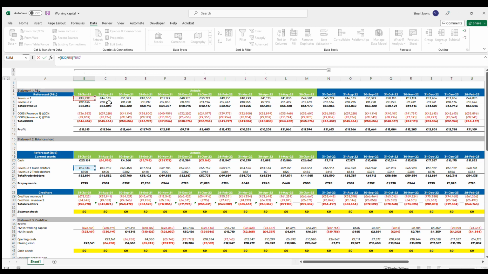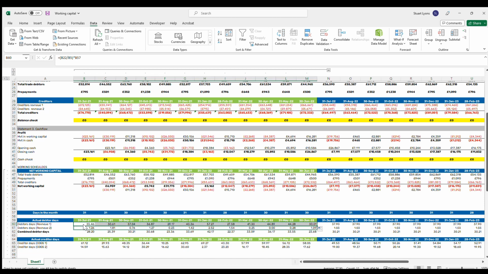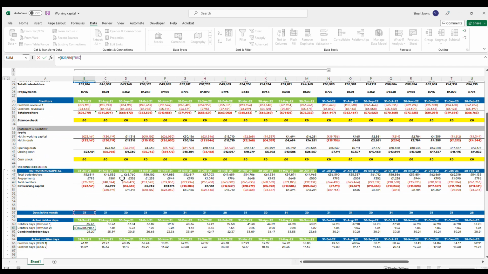So looking at that again, trade debtors divided by the revenue in the period times the days in the month gave us our actual debtor days for July. And once we've done it for one, we just pull that across and it gives us that, right? And we do that for revenue too, again. So we have the trade debtors actuals divided by the revenue sold in that period times the days in the month.